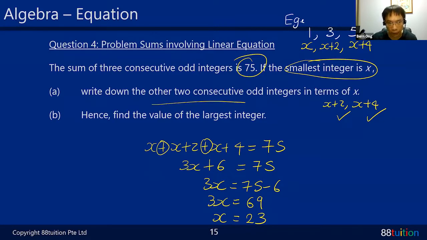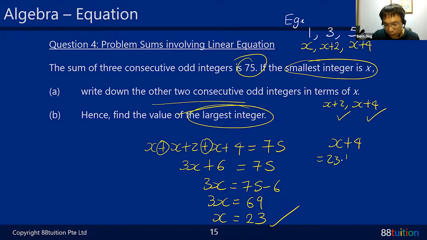Jordan. All right. So x is 23. But is that what the question asked for? Look at the question. Hence, find the value of the largest integer. Largest is what? x plus 4. That means it's 23 plus 4. Answer is 27.